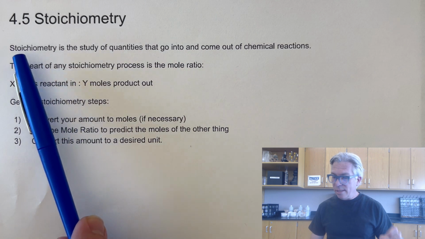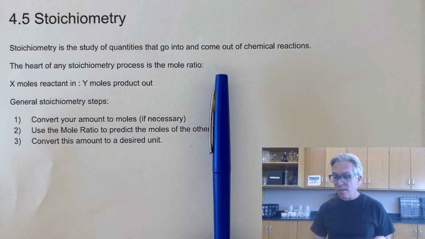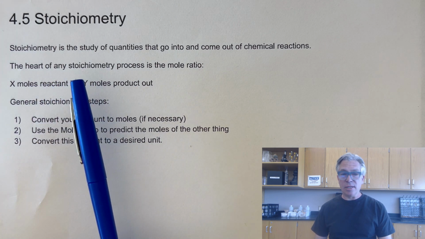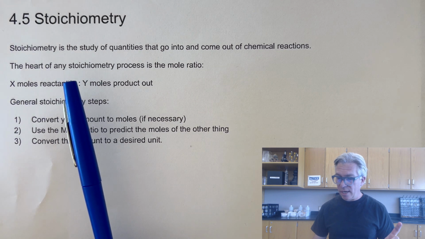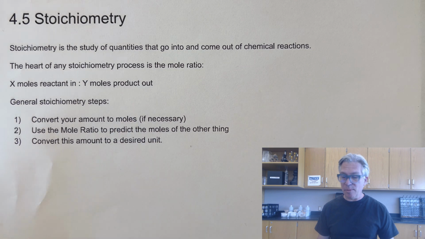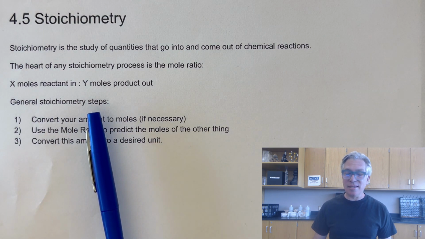Stoichiometry is the study of quantities that go into and come out of a chemical reaction. The heart of any stoichiometry process is the mole ratio, that balanced chemical equation. How many moles of this, how many moles of that? So X moles of reactant in, Y moles of product out. It varies depending on the prompt. General stoichiometry steps, though, are pretty much always the same.